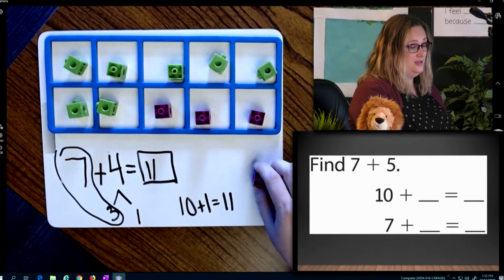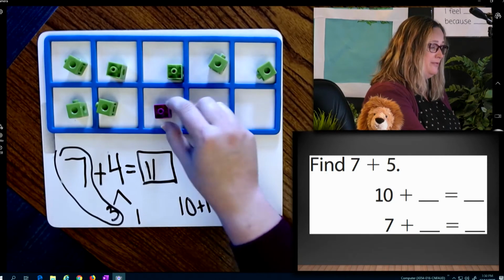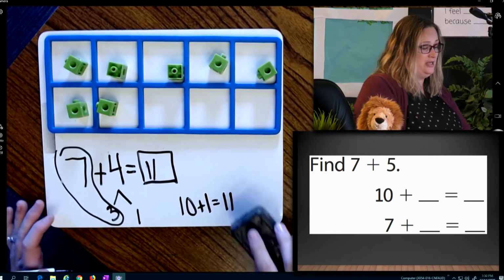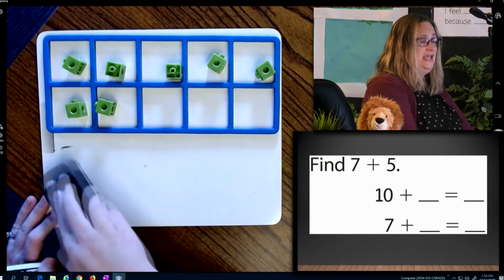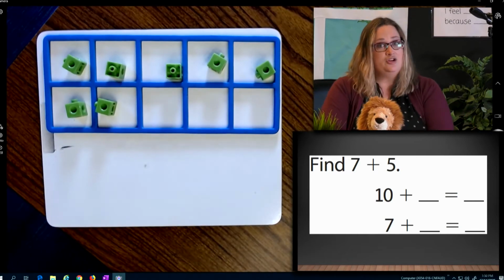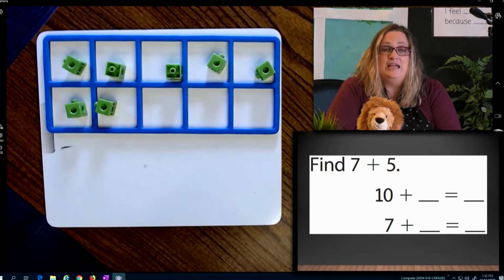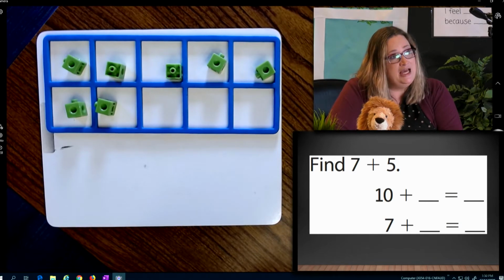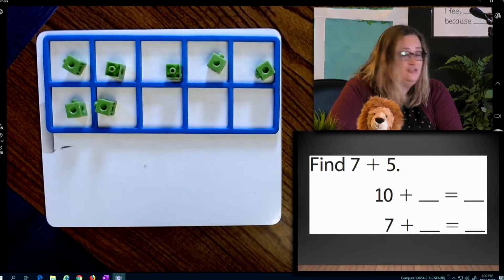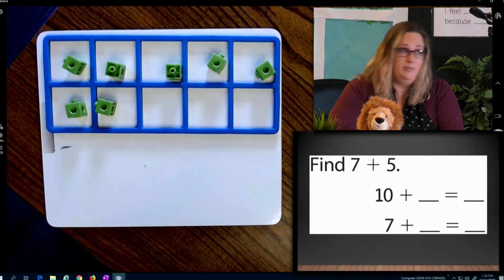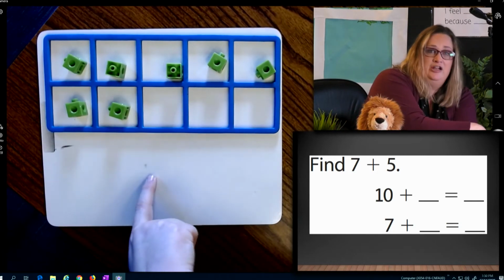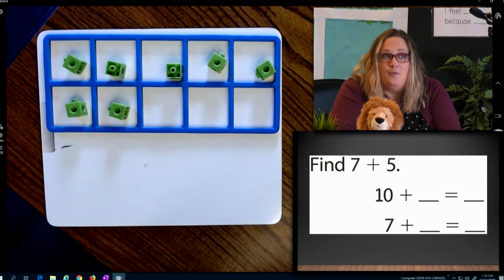Okay. Last one, you can keep your 7 up. I'm going to give you 1 minute. Are you ready? Give it a try. Find 7 plus 5. Now, just because the number bond and frame and things are not there, I still want you to show me with your tools and do your equation. Ready? Go.